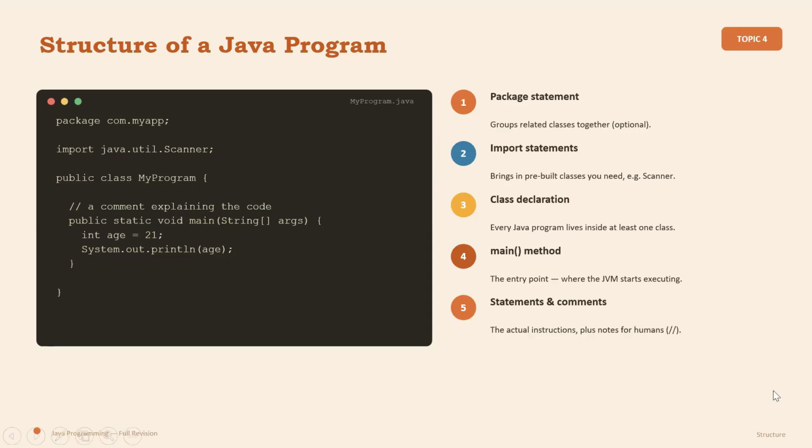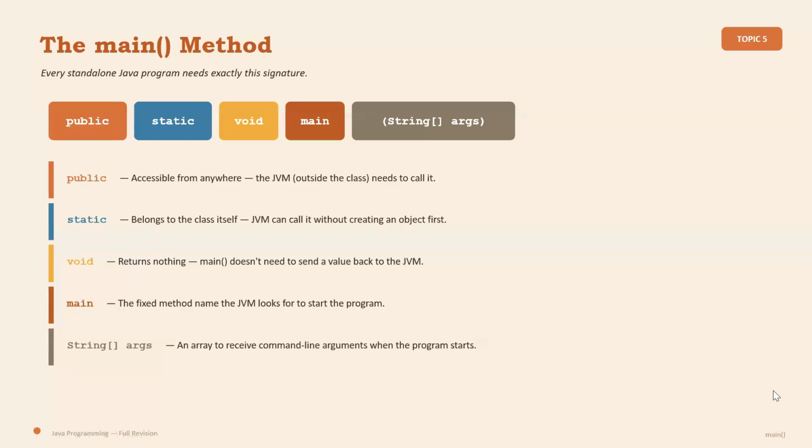Okay, next moving to the main method. So we learned that the main method is a starting point of a Java program. So whenever a Java program runs, the JVM looks for the main method and starts executing the program from there. The main method has a special format called a method signature. So that is public static void main String arguments.